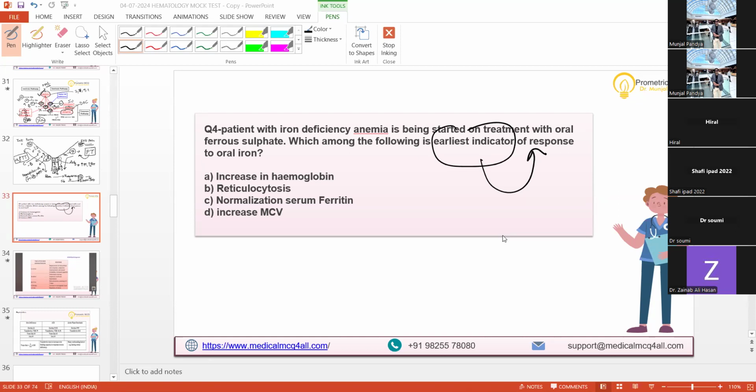Sir, probably reticulocytosis. No problem. Don't shy, you answer, don't worry. Yes, your answer is absolutely correct. There is no doubt, this is reticulocytosis. Tell me, within how many days, doctor? I think within 5 to 10 days after you start the iron therapy, it will increase. Great, that's correct. You are correct, doctor.